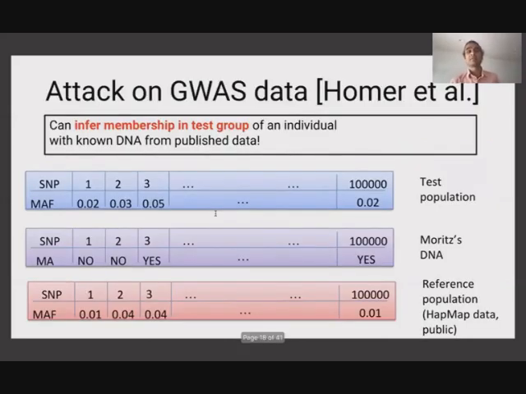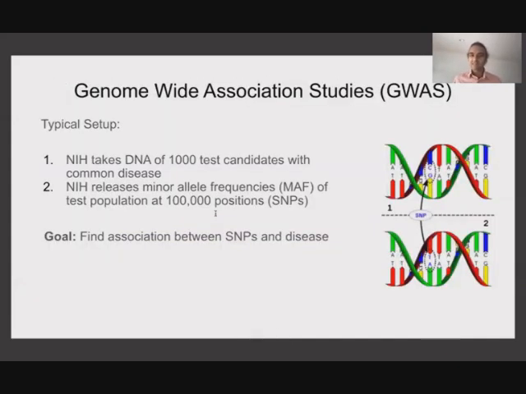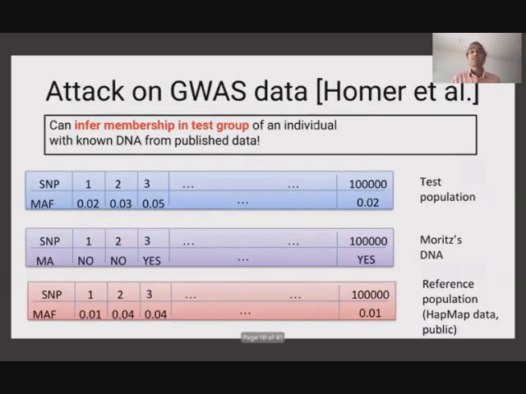So this seems like pretty safe, right? It's aggregated data. You're aggregating over 1,000 people. You're not releasing anything about the individuals. Seems like it should be a safe way to release data, right? Well, it turns out that there's actually an attack that you can do on this data. What you can do is infer whether or not a person is a member of that test group, whether they're a member of that group that had the disease.